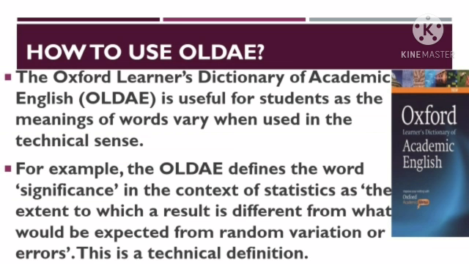As you all know, the meaning for the word significance is importance, but in the context of statistics, it is defined as the extent to which a result is different from what would be expected from random variation or errors. If required, you can use subject labels to help you skip quickly to the meaning that fits your context. Thus, it helps you to be more technical than grasping general meaning.